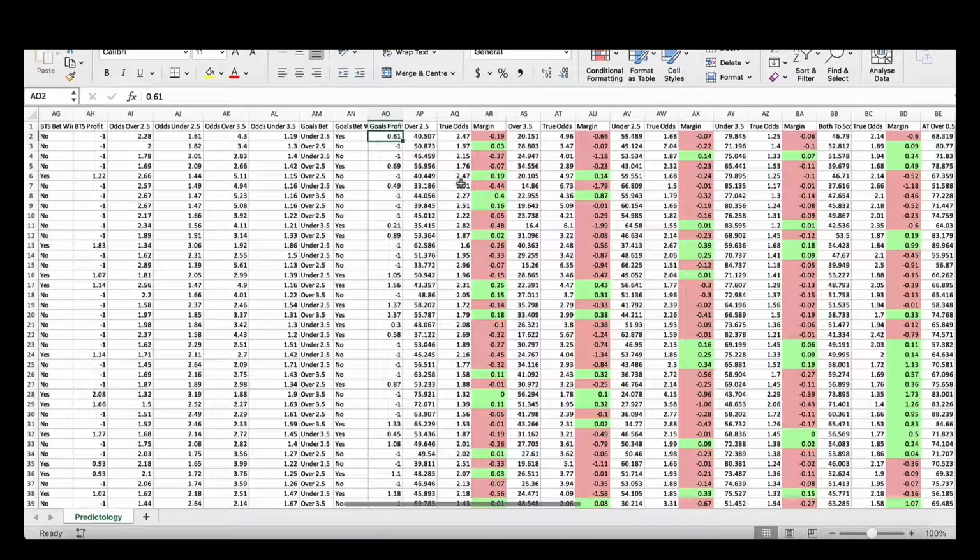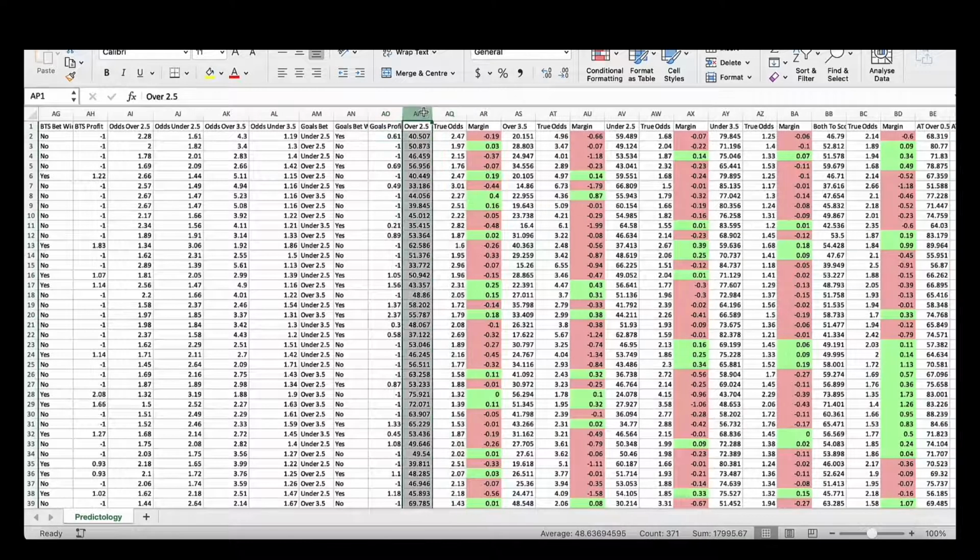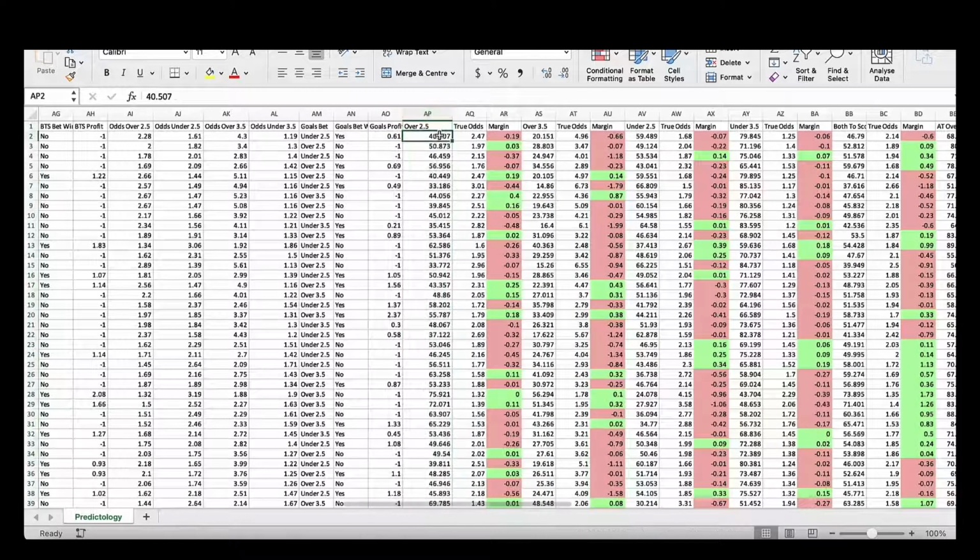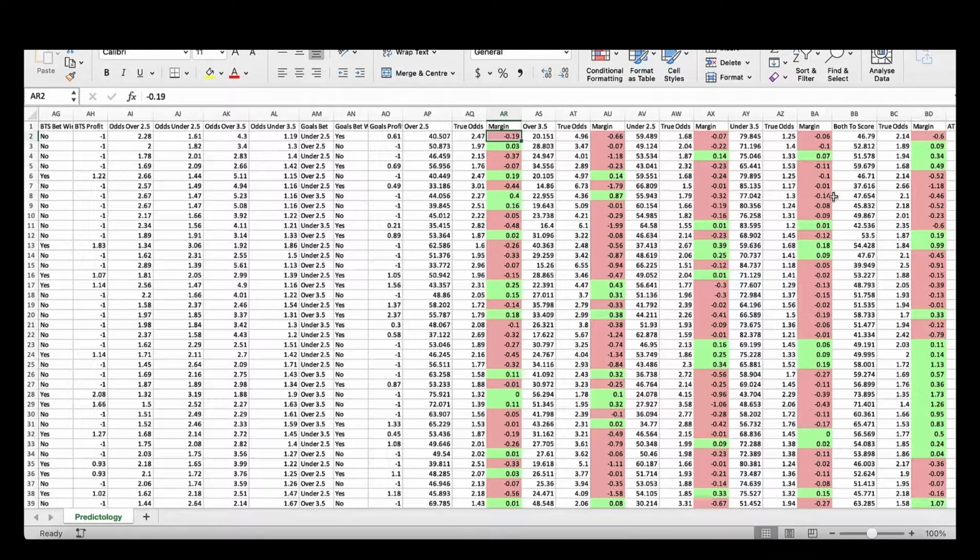Now, as we go further through this, the columns are quite similar. This is indicating the probability of there being goals, what those true odds are, and whether there's value in the over or under market. And that's the same for each of the headings as we go across here.